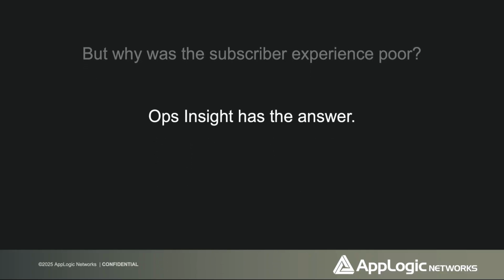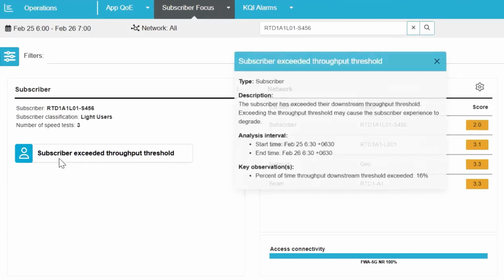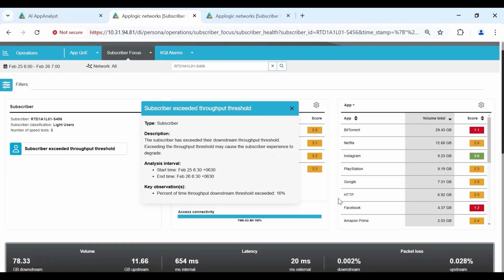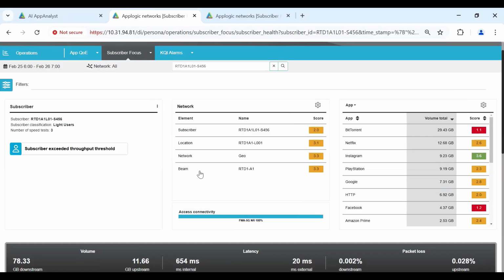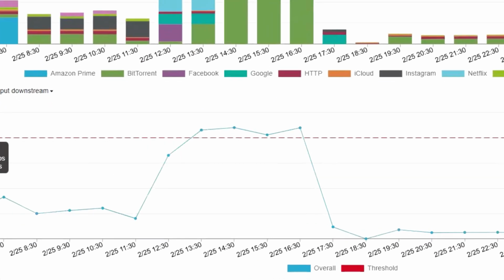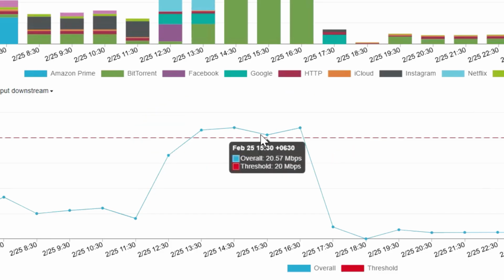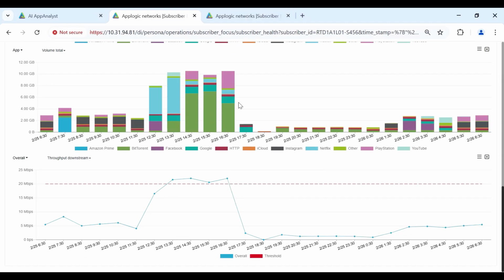Of course, why was this subscriber experience poor? Basically, the subscriber was trying to consume more bandwidth than they had purchased, and of course that's going to negatively impact the performance they receive from applications like Netflix and really all the applications they're trying to run. And you can see again in Operations Insights, we could look at the total volume of traffic. We could look at the threshold that was crossed, basically telling us that they exceeded their throughput threshold.